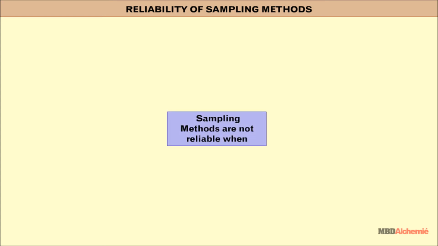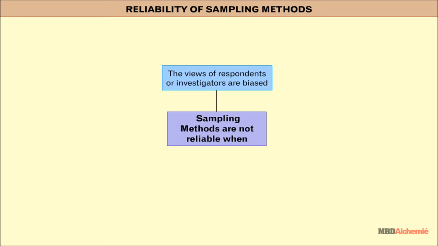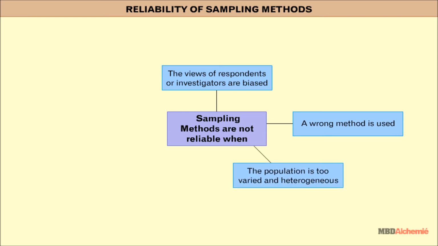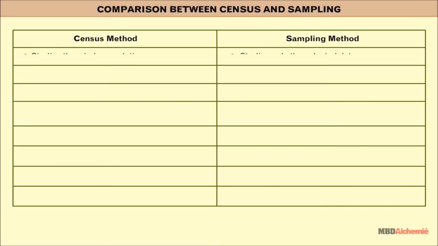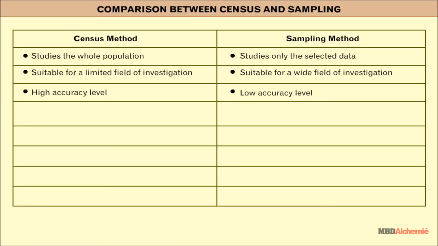Reliability of sampling methods. Sampling methods are not reliable when the views of respondents or investigators are biased, a wrong method is used, the population is too varied and heterogeneous, the size of sample is too small, or the investigators are not properly trained. Comparison between census and sampling.